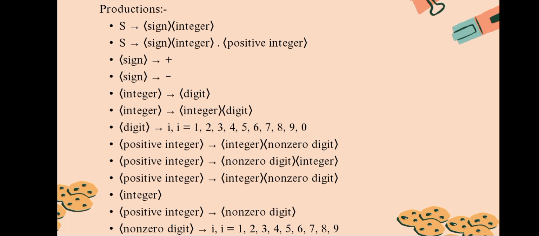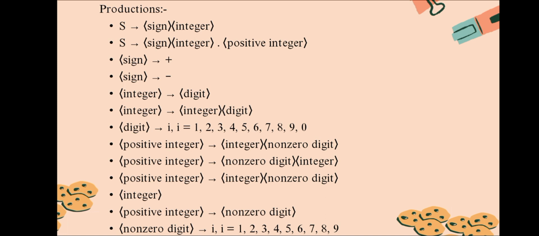And the third rule, integer is digit, 0 integer, and empty. This defines the integer part of the number. It can be empty, a single digit, or a 0 followed by an integer. This allows for leading zeros in the integer. The fourth rule, digit is 0, 1, 2, 3, 4, 5 up to 9, defines the valid digits 0 to 9 that can be used in the integer and decimal parts of the number.